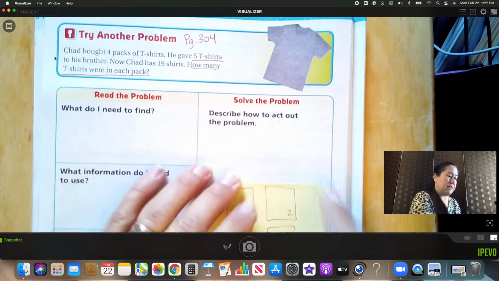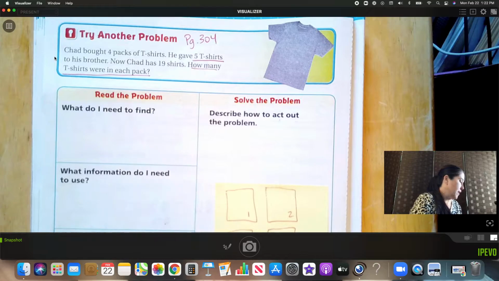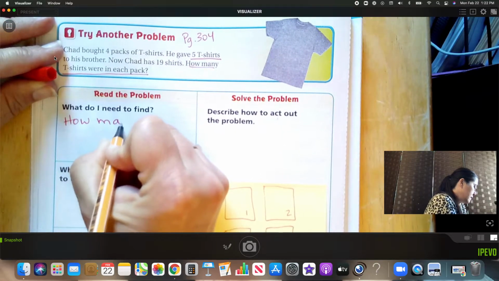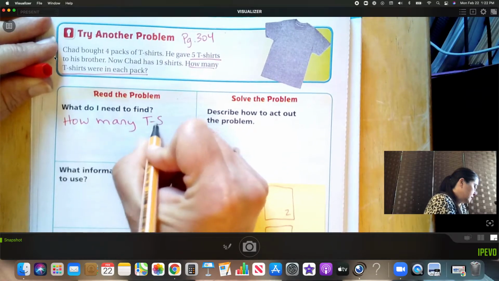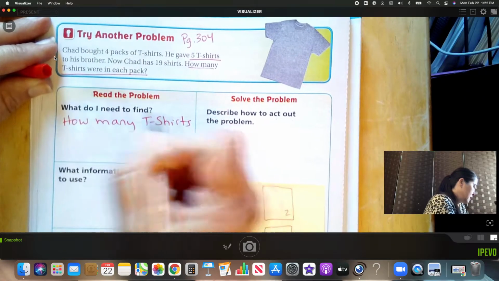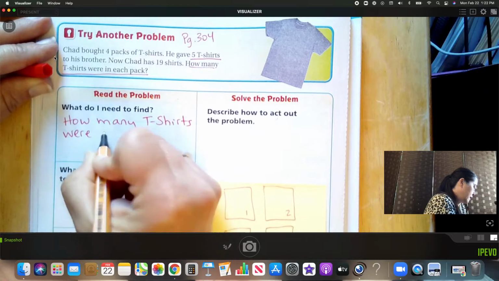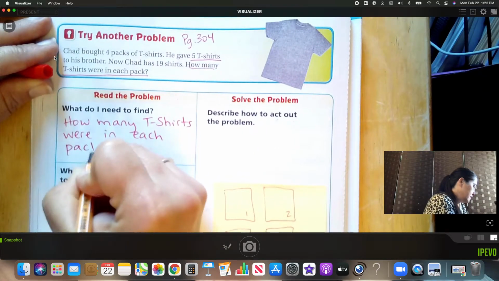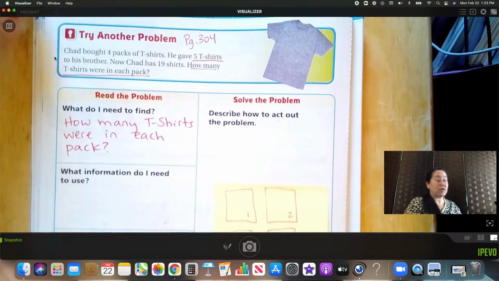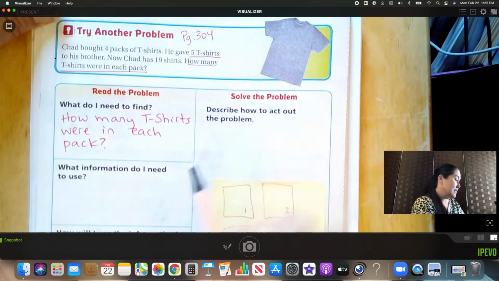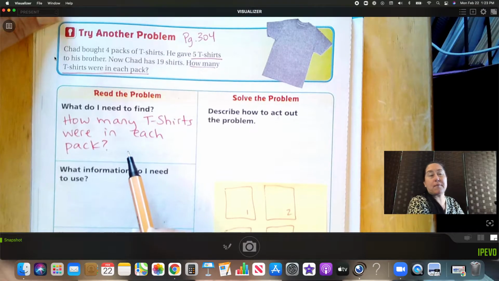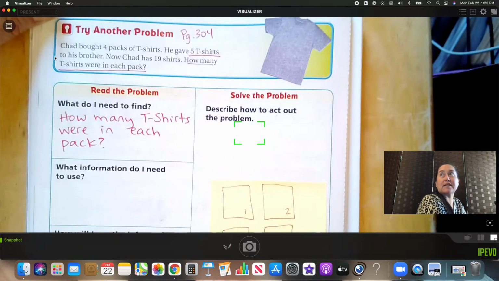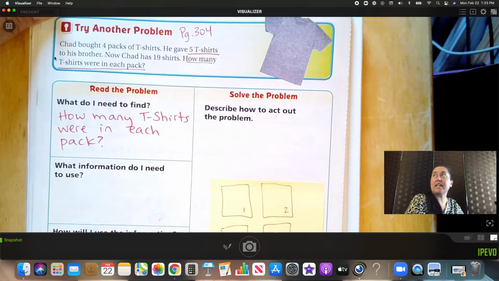So let's see. What do I need to find? How many t-shirts were in each pack? So oftentimes, I've heard Miss Dimely say it, the question at the end is usually what you're going to need to find out. But always reread it, think to yourself if that actually makes sense. So what information do I need to use?